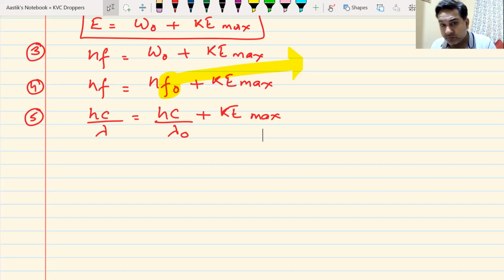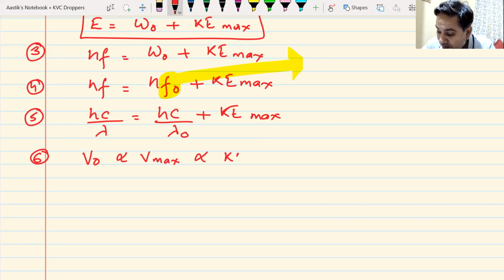Yes, sir. That means stopping potential is related to the speed of the fastest electron. Yes or no? Yes, sir. That means stopping potential is related to the kinetic energy of the fastest electron. Yes, sir. That means it is related to the maximum kinetic energy. That is the sixth thing that you must understand. The stopping potential V naught is proportional to the maximum speed. It is proportional to the maximum kinetic energy. Do we understand this? Yes, sir.